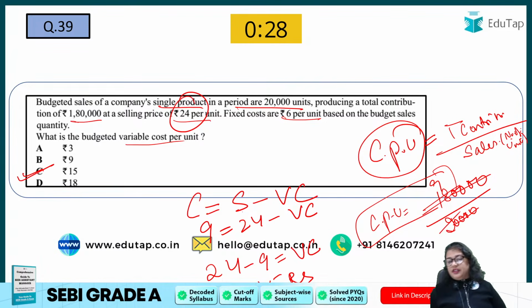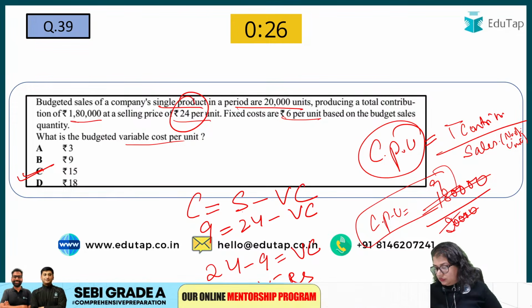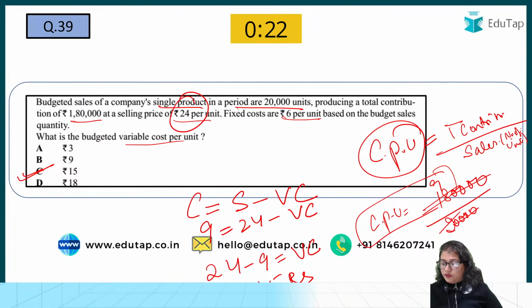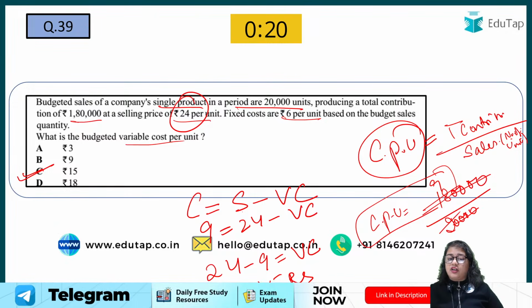We have to calculate the variable cost per unit. Guys, buckle up. You have to calculate the variable cost per unit. You're not reading the question.